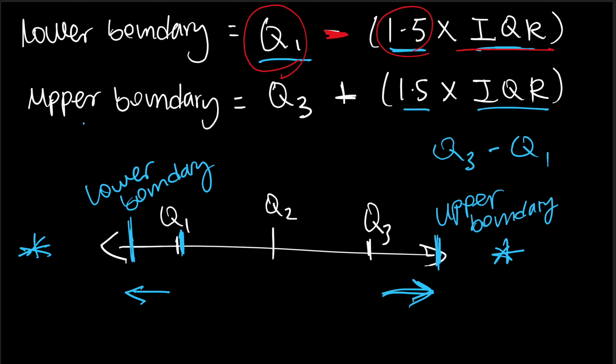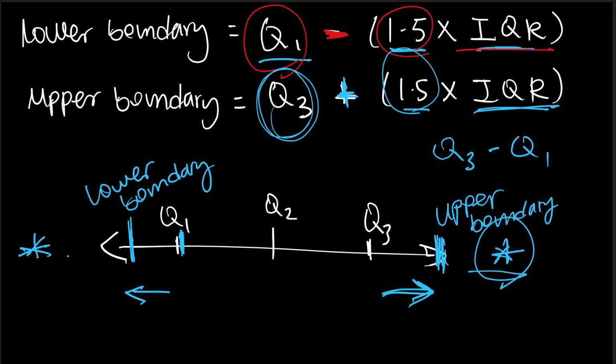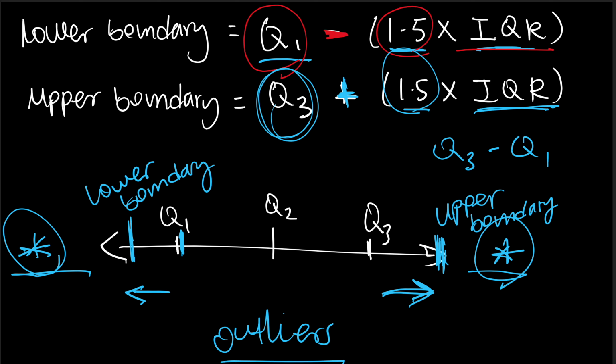And for your upper boundary, you're going to take your upper quartile, adding, because it's going to be a bigger number, 1.5 multiplied by your interquartile range. Anything beyond each of these boundaries we mark with asterisks, and these are what we call outliers. And you would exclude them from your data set.